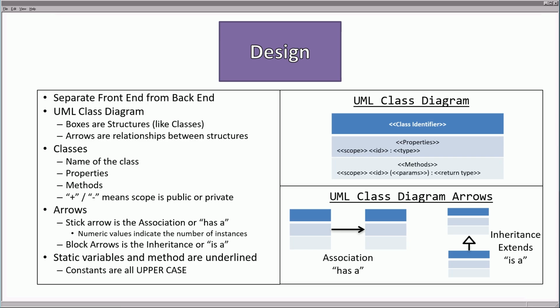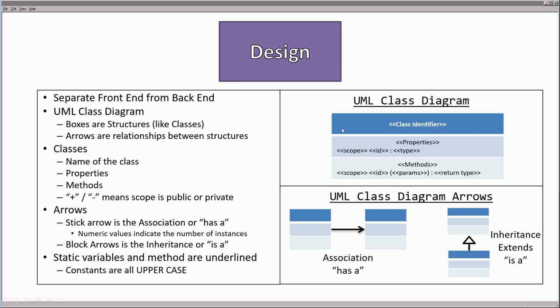Now, moving on from separating front end and back end, we can start modeling the software by using what's called a UML class diagram, Unified Modeling Language class diagram. A UML class diagram is used to represent classes that are used in the software and the relationships between those structures. Boxes in a UML class diagram indicate classes, and the arrows in a UML class diagram represent the relationships between these structures.